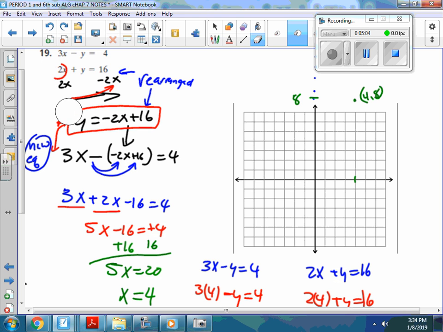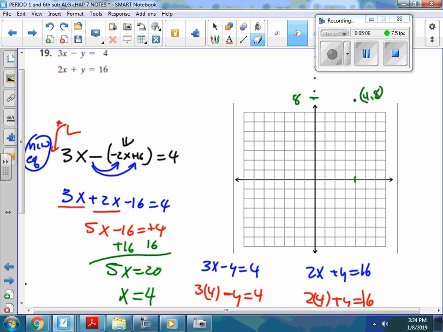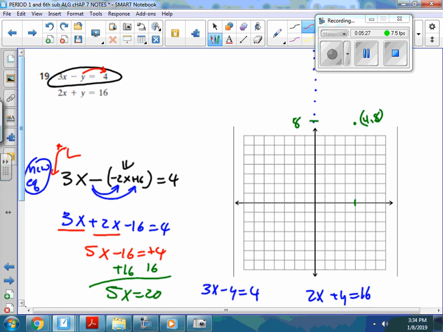Okay, so I'm going to erase this here. I'm going to graph the first one. So say this was Monday night's homework and they asked you to graph this. If I graph the first one, if I wanted it in y equals mx plus b form, that might be the best way to do it. So what I'm going to do is send the y this way and the 4 this way. And that'll turn into 3x minus 4 equals y, or y equals 3x minus 4.